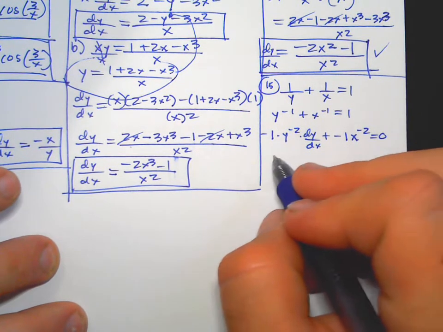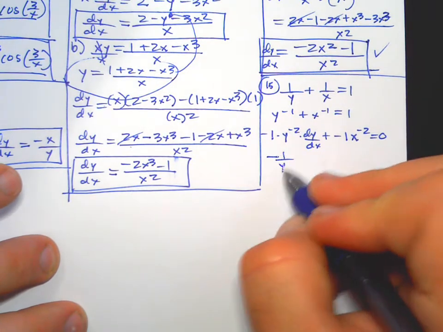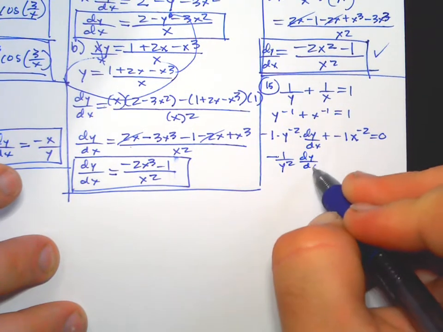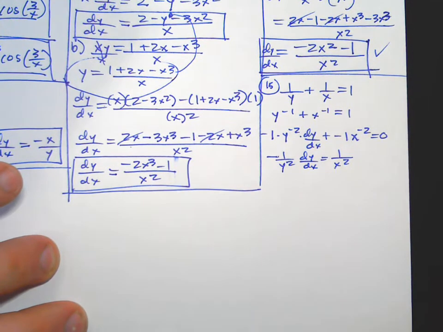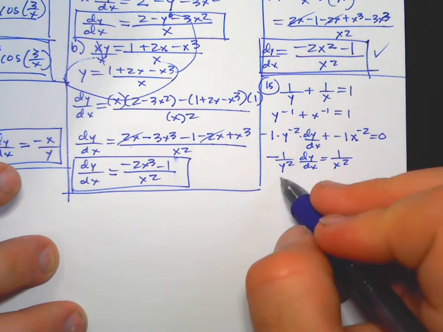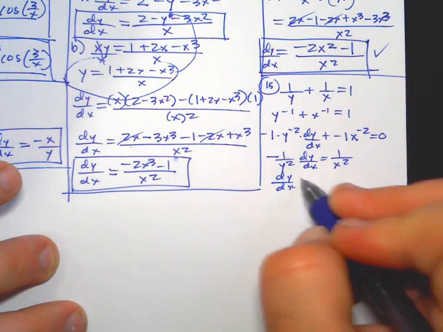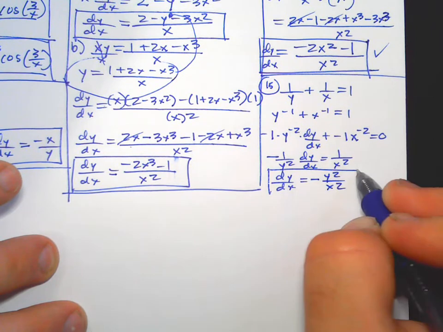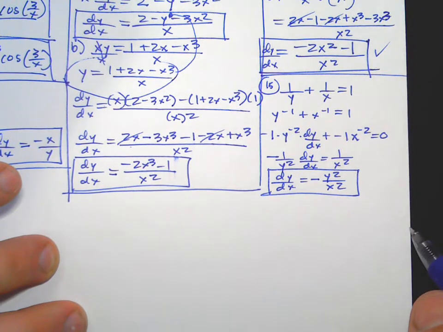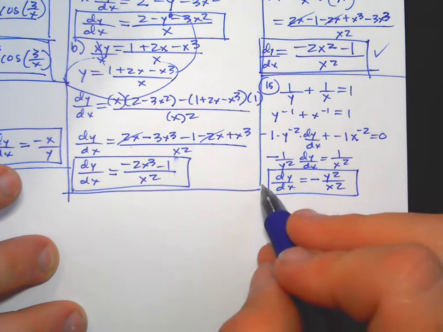Now, I might go ahead and rewrite it as 1 over y squared dy/dx. Move this guy to the other side and rewrite as a positive exponent. It's going to be plus x to the negative 2, which is 1 over x squared. And so then dy/dx equals negative y squared over x squared. So that looks good to me. All right, not too bad.